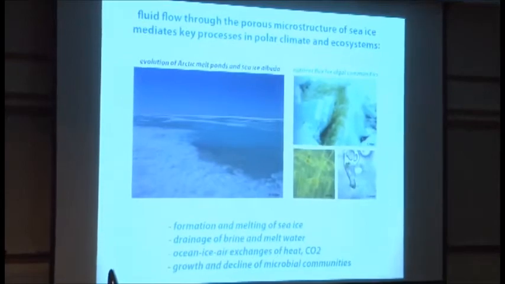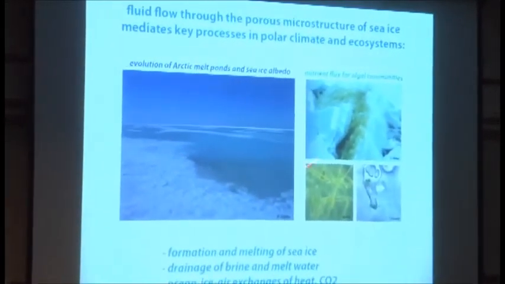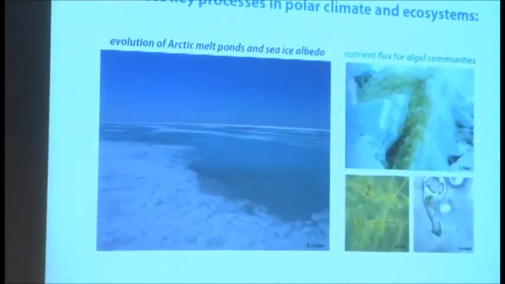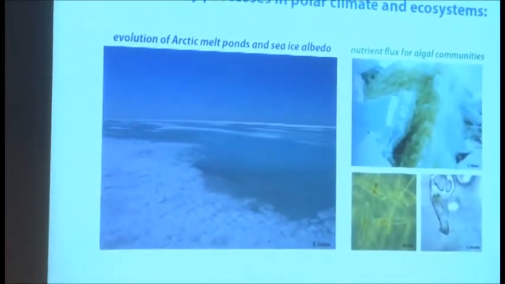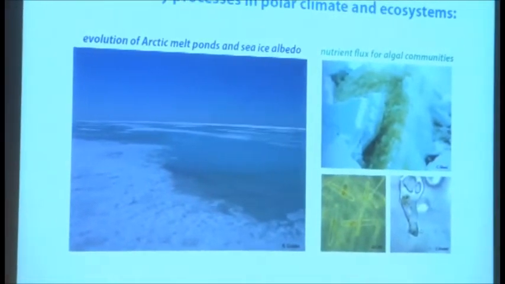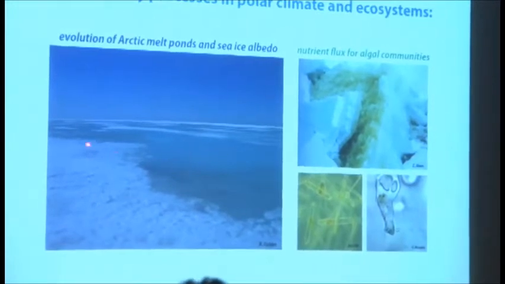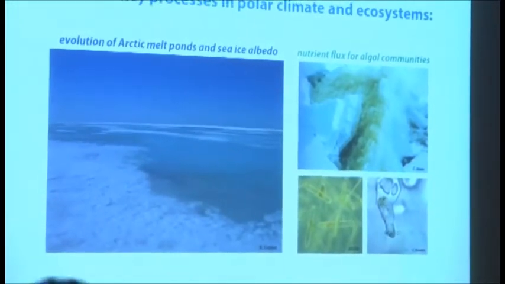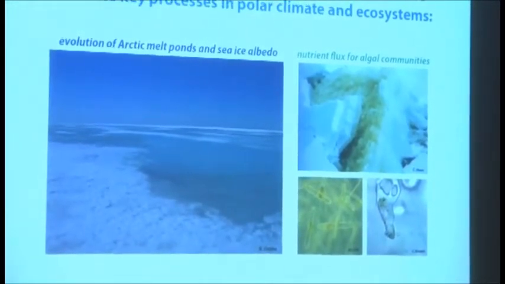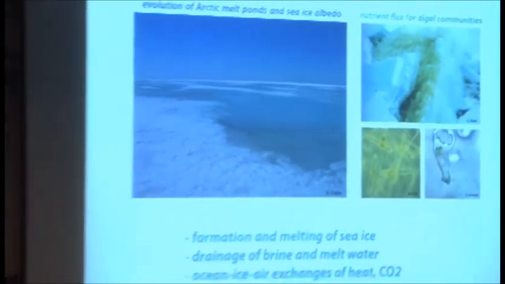One of the main ones is the evolution of melt ponds, because basically this darker water compared to this light, white, snowy surface ultimately determines the overall reflectance or albedo of the ice pack. And whether or not these ponds pool up or drain within a day or something is determined by whether or not fluid can flow through this porous microstructure.